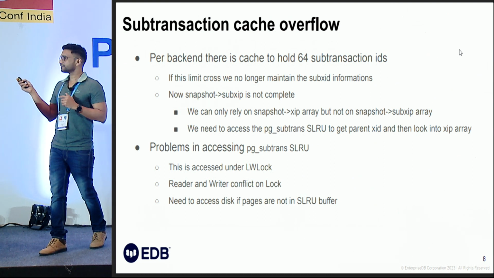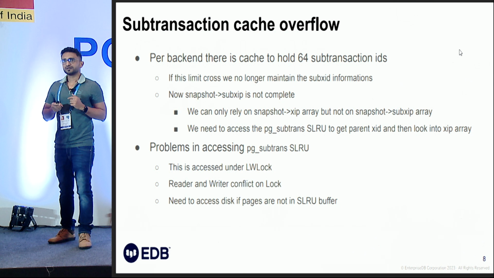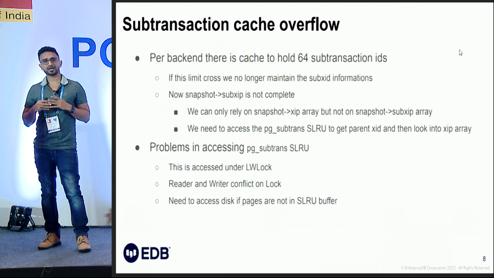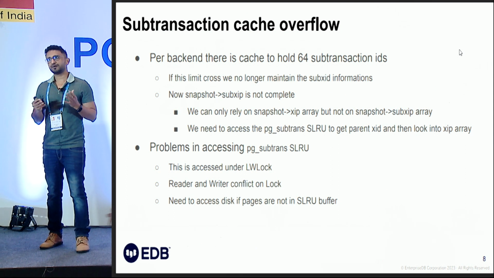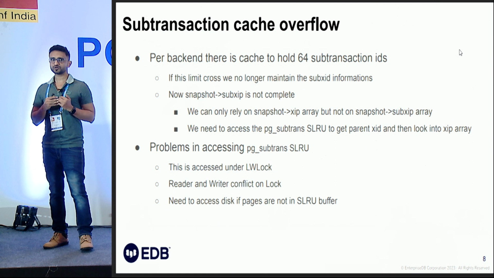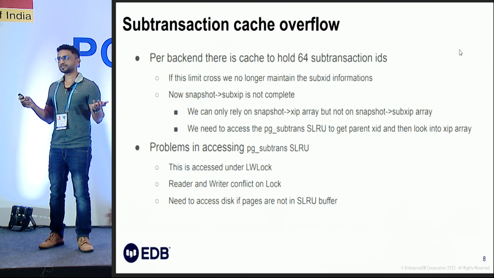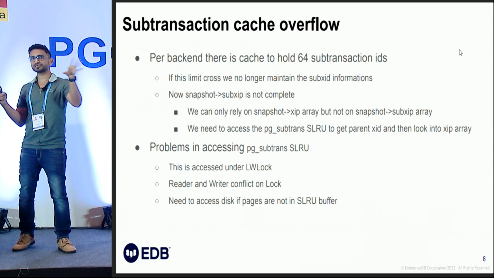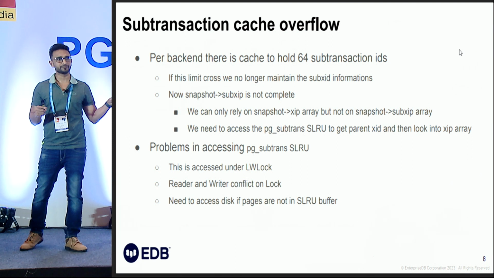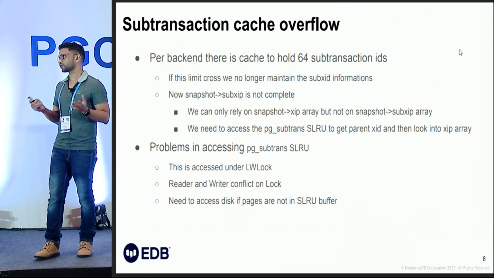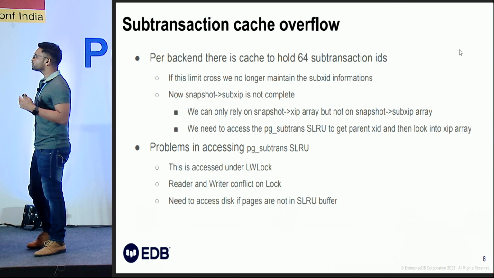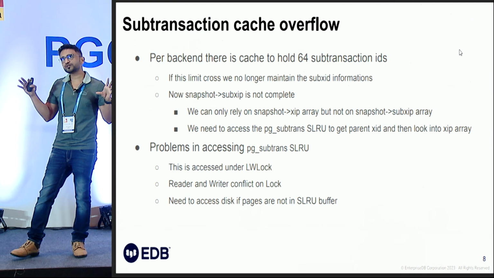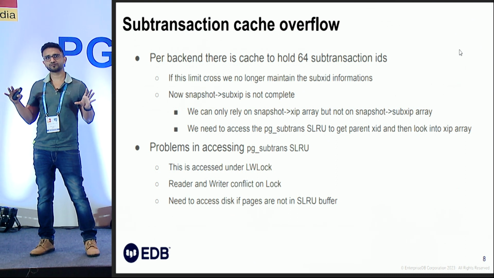Once it is marked as overflowed, when we are preparing a snapshot, if any backend is marked overflowed while taking the snapshot, that means our snapshot is not complete, because you are not keeping all the concurrent XID information in your array. Although the XIP array, the XID array with the top transaction ID information, is still there. So we say that the XID array is complete, but the subtransaction XID array is not complete.